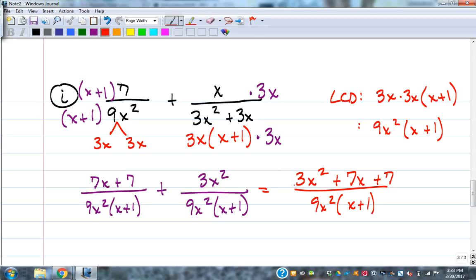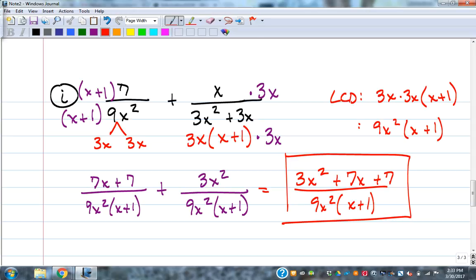Now, I don't think it'll factor, but I've got to try to see if it will. So I would try my x method on the numerator. 3 times 7 is 21. Is there anything that multiplies to be 21 and adds to be 7? 7 and 3 are the only things that multiply to be 21, and that adds to be 10. So that definitely does not factor. So I've tried to simplify it. It doesn't, so I stop. I'm done.